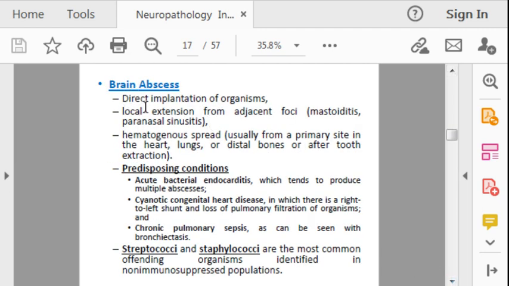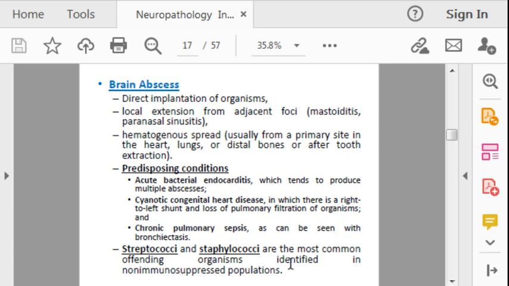Now we come to the subject of a brain abscess. This occurs due to direct implantation of organisms or from local extension from adjacent foci, for example, mastoiditis and paranasal sinusitis. Hematogenous spread is usually from a primary site in the heart, lung, or distal bones, or after tooth extraction. There are certain predisposing conditions, for example, acute bacterial endocarditis, which tends to produce multiple abscesses, cyanotic congenital heart diseases, in which there is a right-to-left shunt and loss of pulmonary filtration of organisms, and chronic pulmonary sepsis, as can be seen with bronchiectasis.